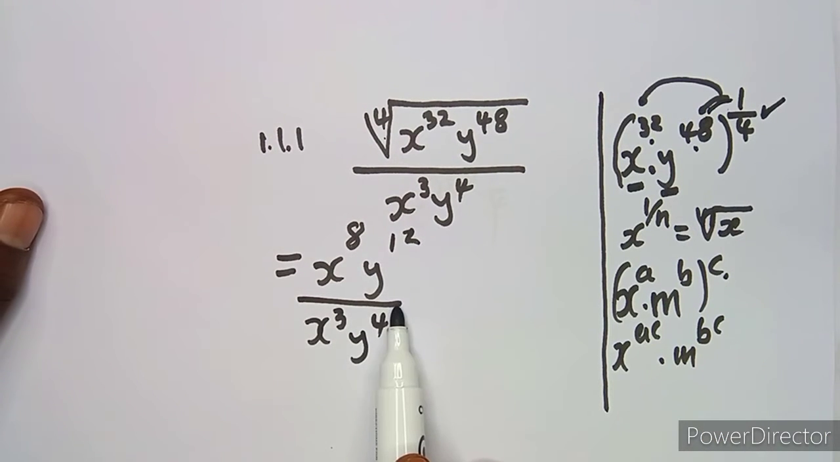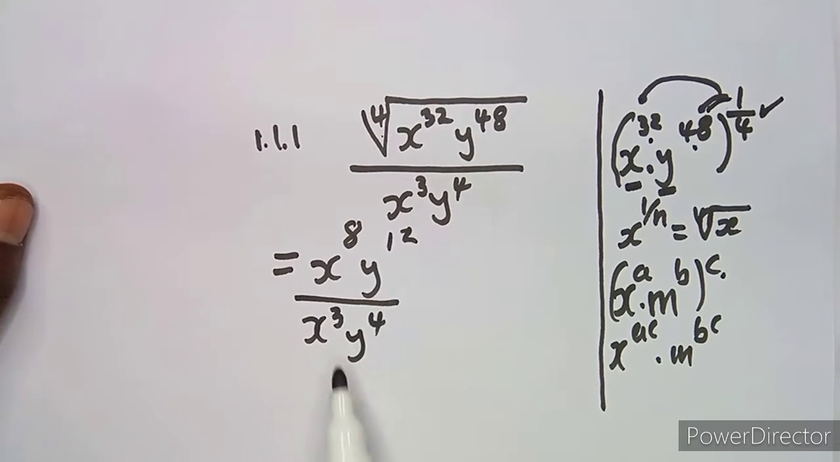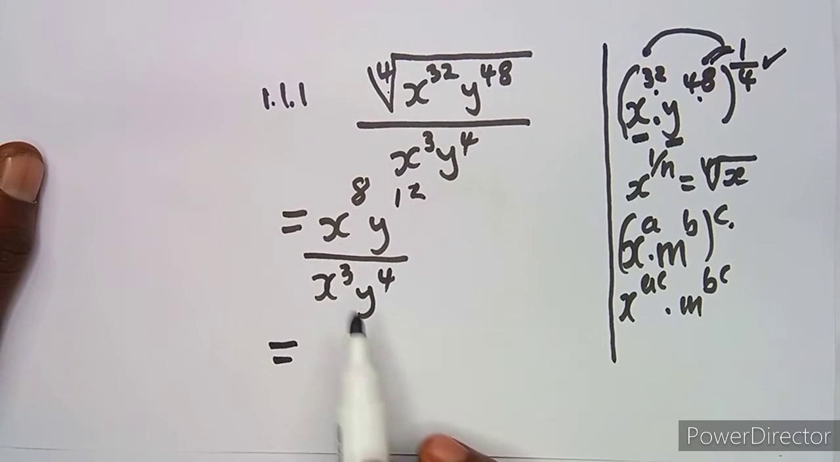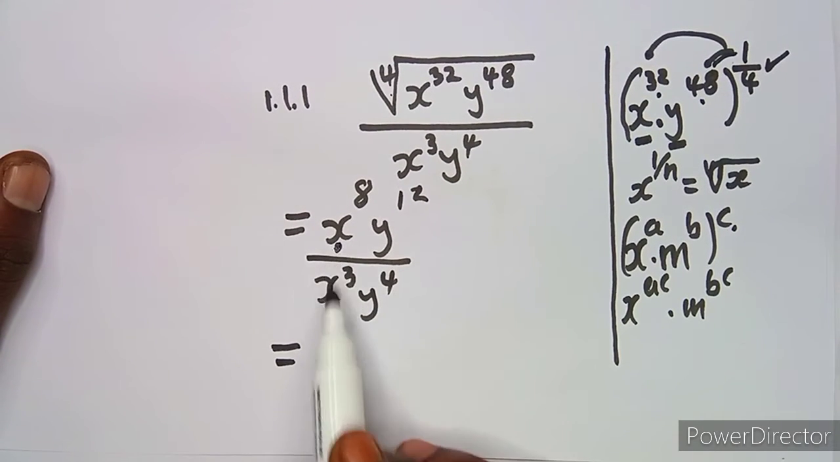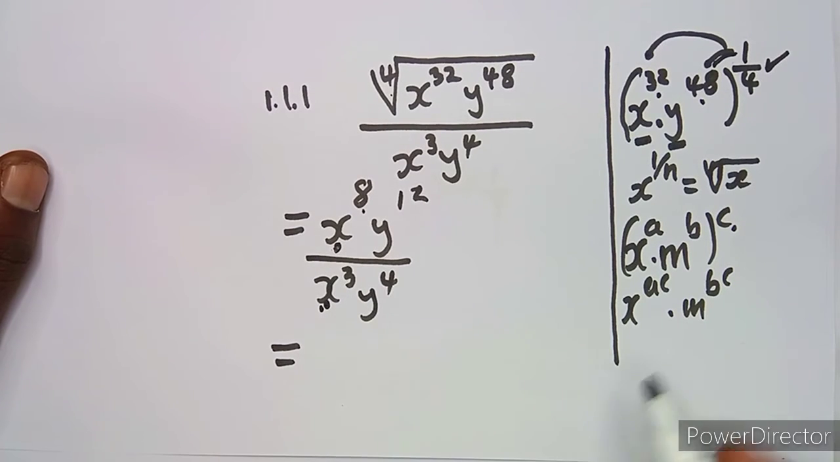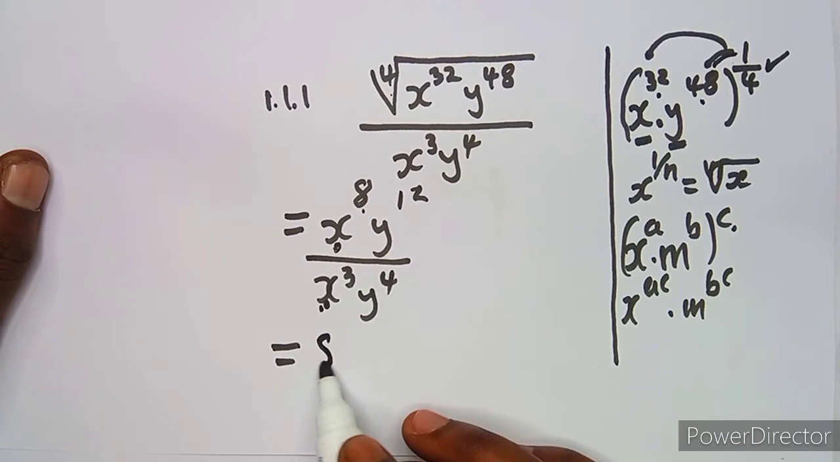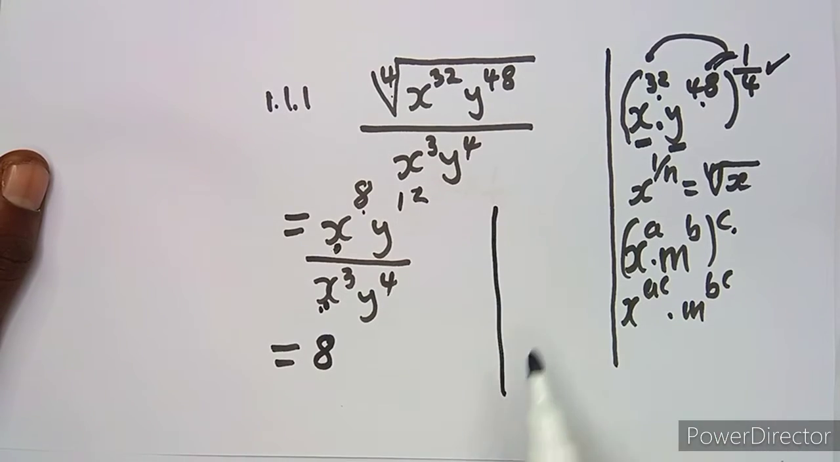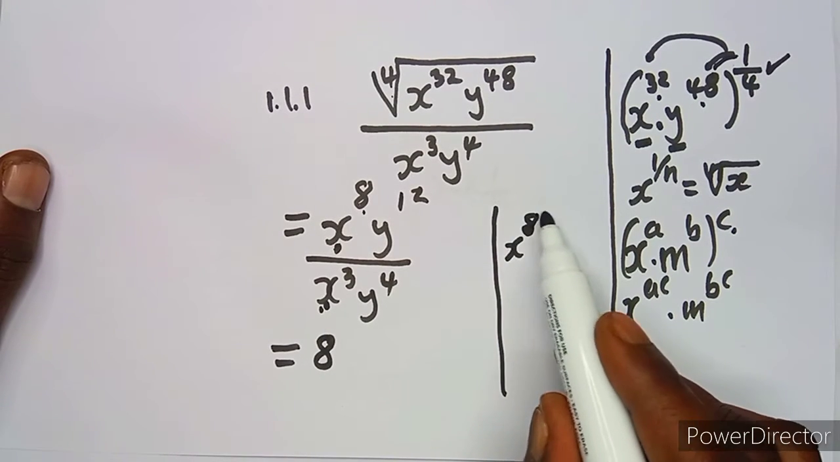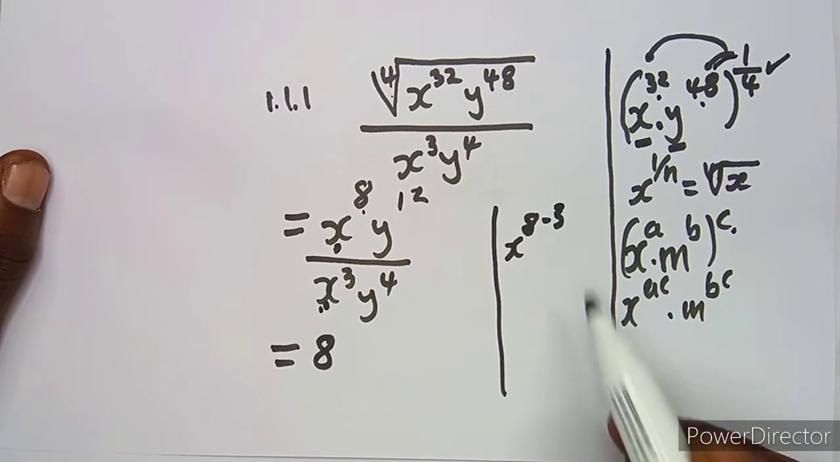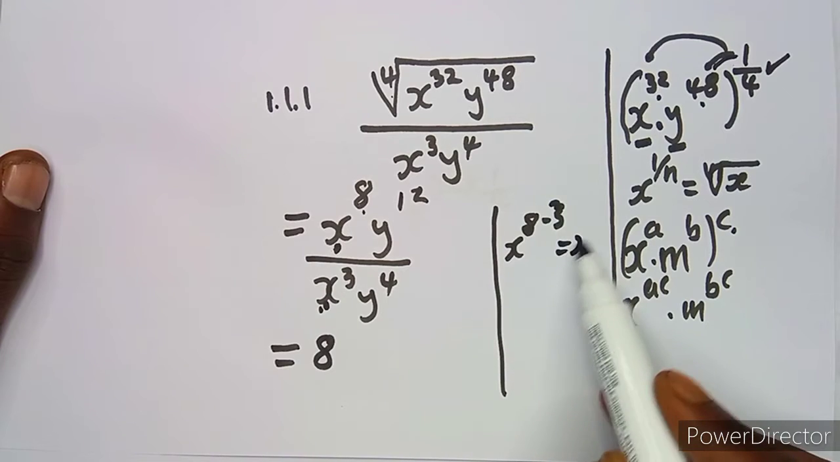Here we are actually dividing. So we are going to apply the laws of exponents, because we've got the bases here which are the same. Remember, when you are dividing, you subtract the exponents. So this one is going to give us 8 to the exponent of 8 minus 3, which is 5.